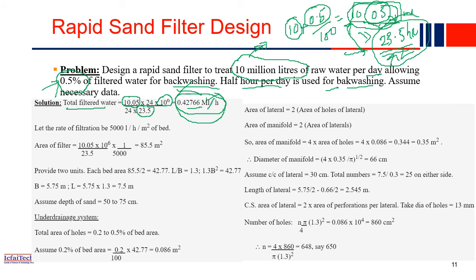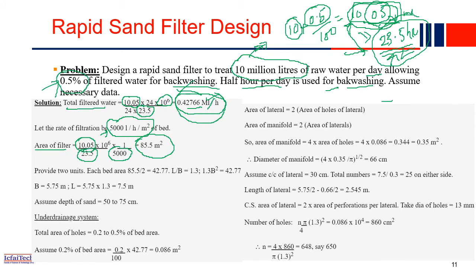Let's consider the rate of filtration, because we are considering a rapid sand filter. We have seen that for the rapid sand filter, the filter rate is 3000 to 5000 liter per hour per meter square bed. Let's consider 5000 here. So whatever we'll be designing, the output capacity will be 5000 liter per hour per meter square bed. So the area of the filter will be the total water we have to filter out per hour, divided by the filter rate, 1 by 5000. That will be the area of the filter bed.